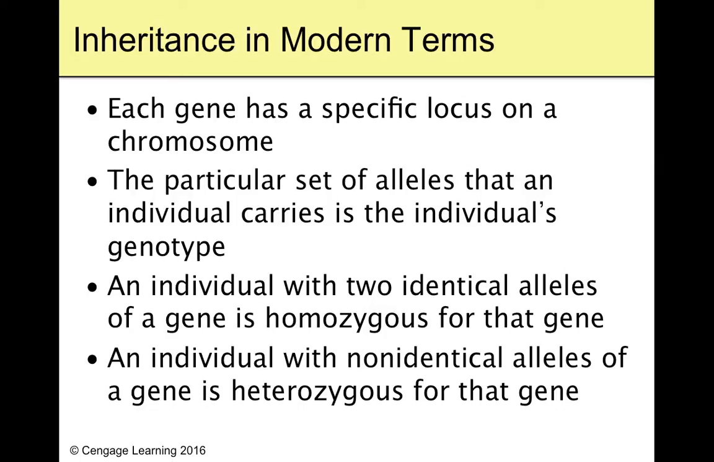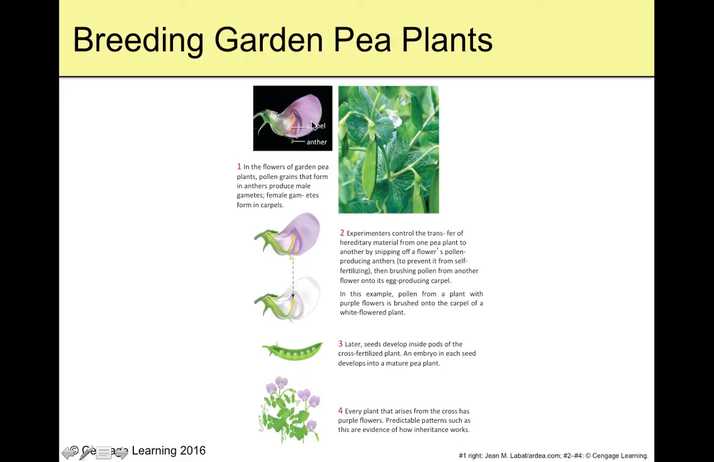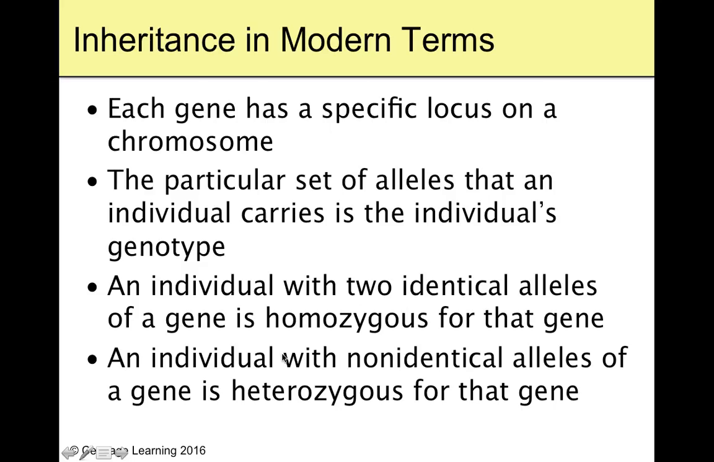So in modern terms, he can't call it this. He had to call it something like an inheritance factor or something like that, because he was just using numbers. But if we were to say this in the terms we know now, each gene has a specific locus or location on its chromosome. And so there's a gene that codes for the color of the flower petal. And there's a gene that codes for a pea pod being green instead of yellow. These are all different genes.